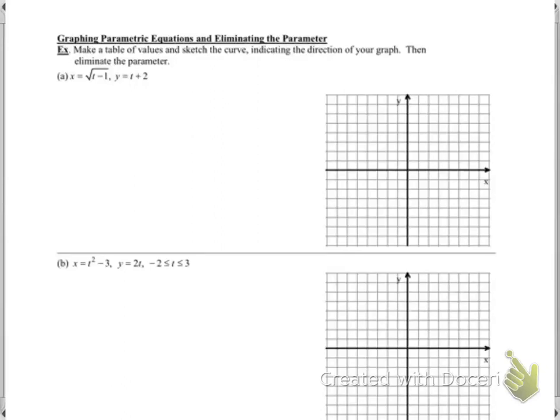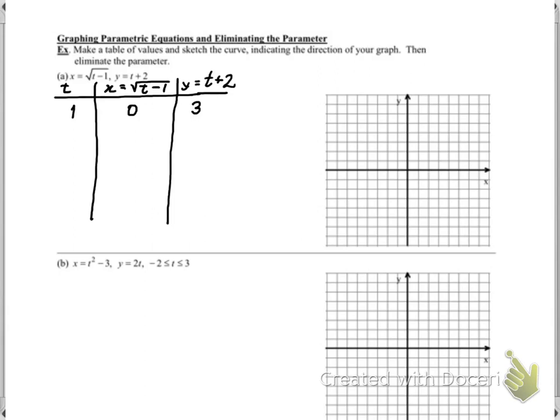Hi guys, today we're starting with parametrics. Actually, we're finishing parametrics also. Parametrics allow us to study horizontal motion and vertical motion separately. We most commonly think about this with respect to airline flight.